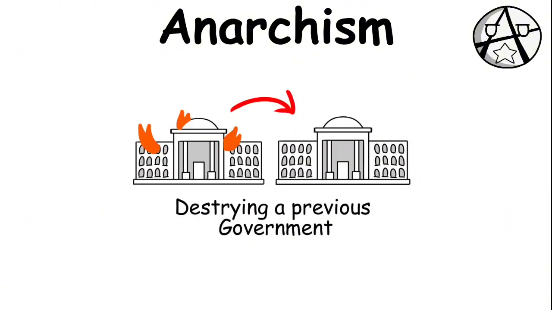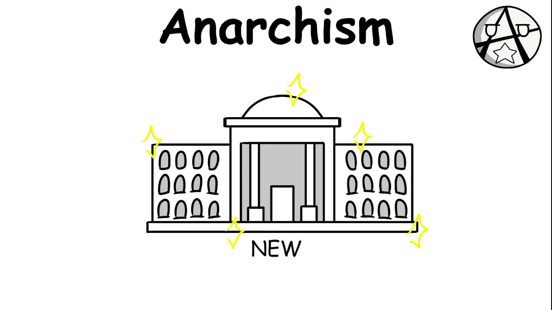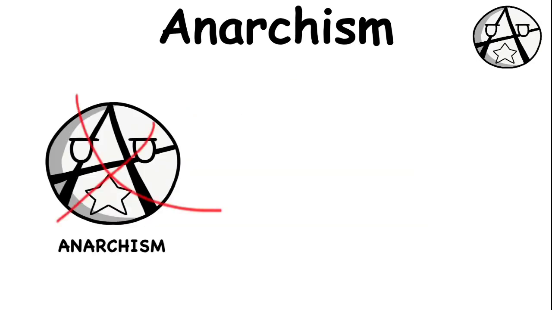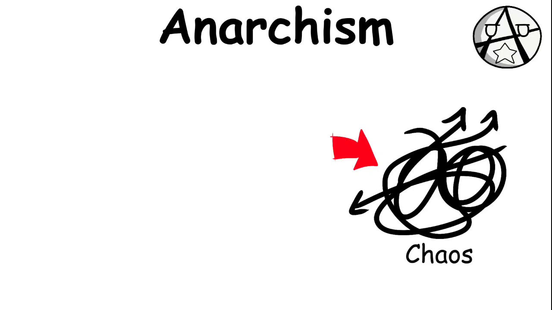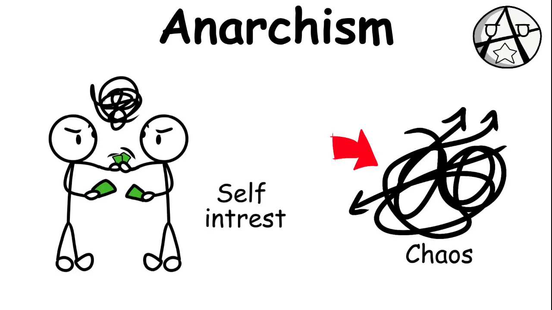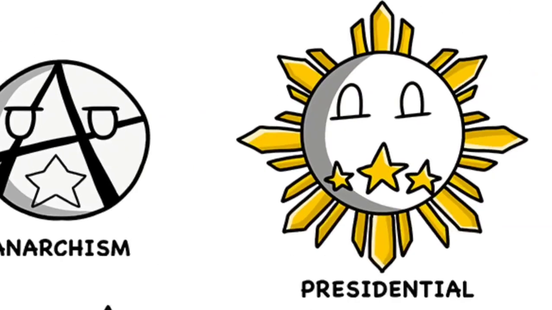In most cases, anarchies rise from destroying a previous government just before establishing a new form of government. There is no true anarchist government today, but Somalia was an anarchy before 2006, when it had no national government. The problem with anarchism is that it can lead to chaos when everyone is only looking after their self-interests instead of helping one another.